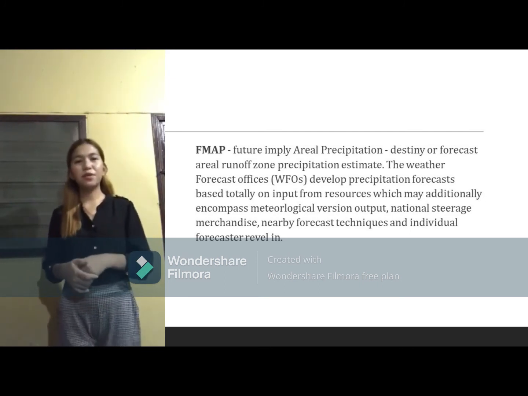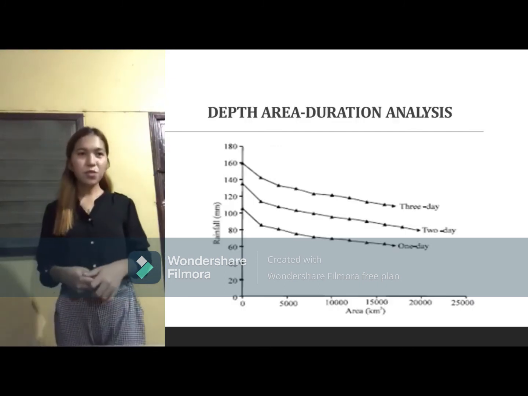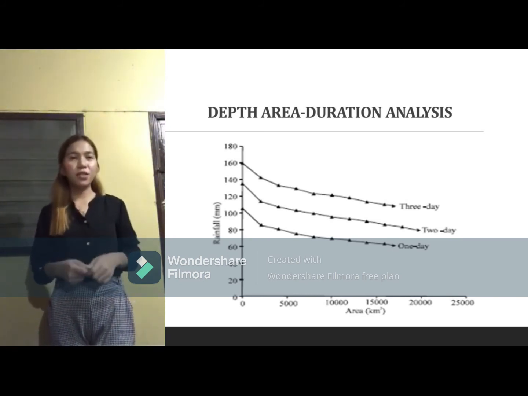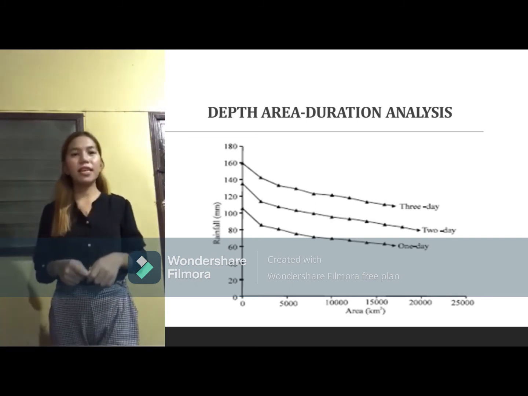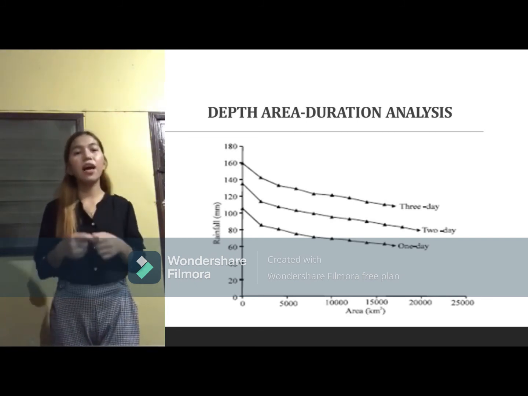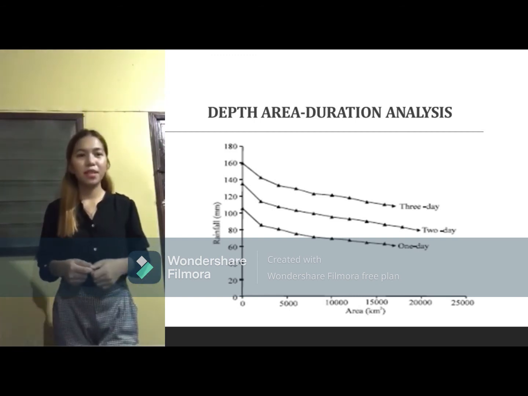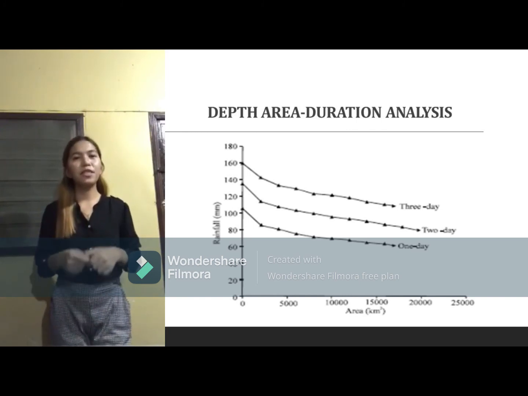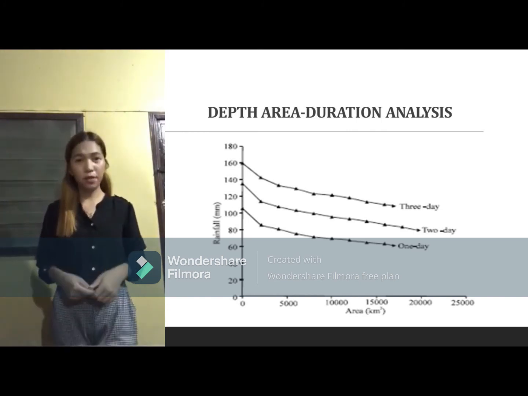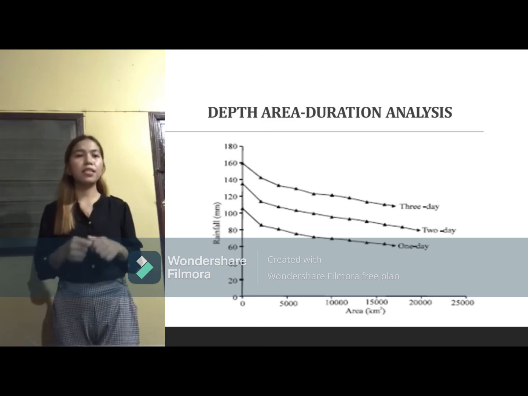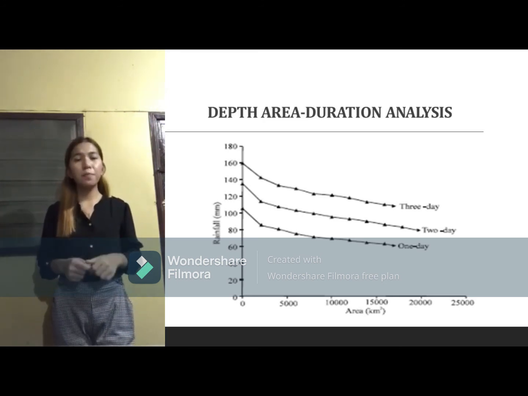So next we have depth area duration analysis. Generally, as the catchment area increases, the average rainfall depth for the catchment falls. Data on the depth of rainfall for a storm is commonly presented as tables or graphs showing maximum average depth of storm rainfall over different areas, and is called the depth area duration, or DAD.